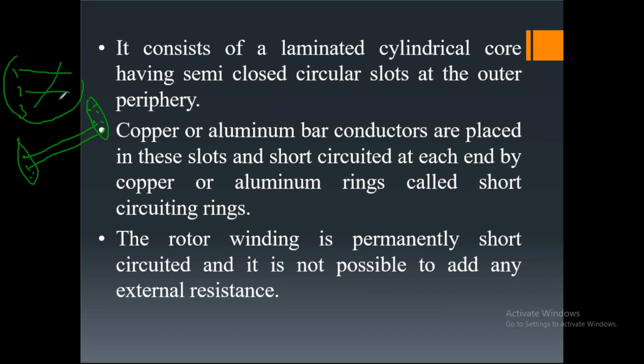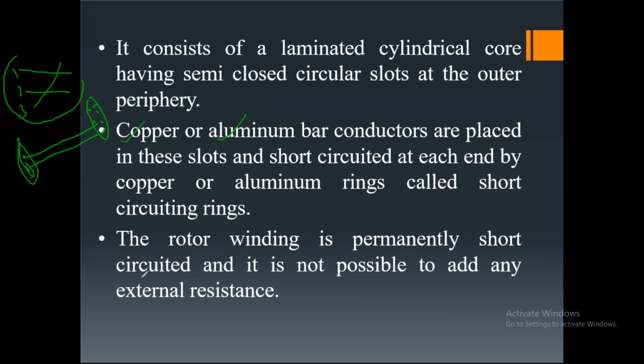Here these are called rotor bars. The material used in the rotor bars is copper or aluminum. So the copper or aluminum bar conductors are placed in these slots and short circuited at each end by copper or aluminum rings called short circuited rings. So at both ends we use these rings to short circuit. So both ends are closed by the short circuit. Now the rotor windings are permanently short circuited and it is not possible to add any external resistance. Since it is fixed like this, we are not able to add the resistance.